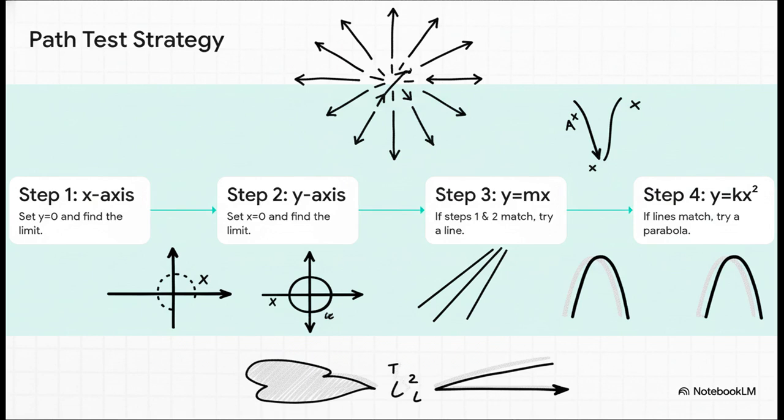So, if you're going with the path test, here's your playbook. Always start simple. Try the x-axis, so y equals 0. Then try the y-axis, x equals 0. If you get the same answer, don't give up. Try a general line, y equals mx. If the m sticks around in your answer, that's great. It means the limit depends on the path. If not, a parabola, like y equals kx squared, is a really common next move. Remember, all you need is 2 different answers, and you win.